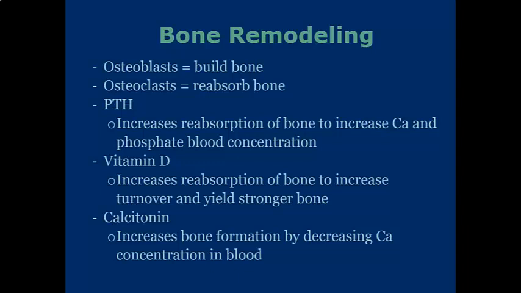Vitamin D will increase reabsorption of bone to increase the turnover and yield stronger bones. So it just breaks it down and builds it stronger. Calcitonin will increase the blood formation to decrease the calcium concentration in the blood. So you'll notice that PTH and calcitonin have antagonistic interactions.